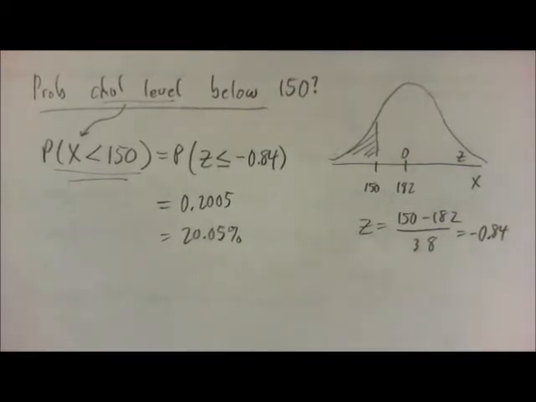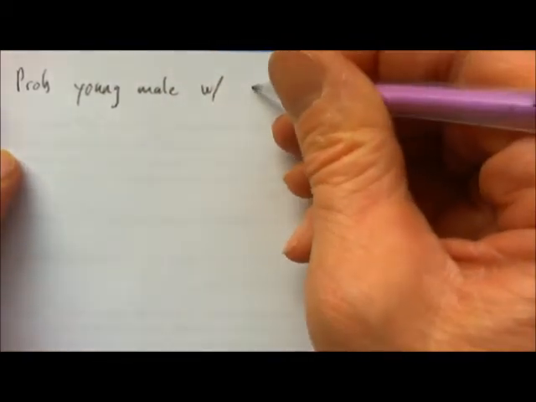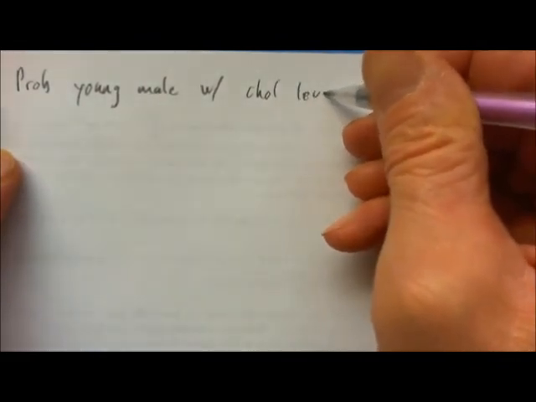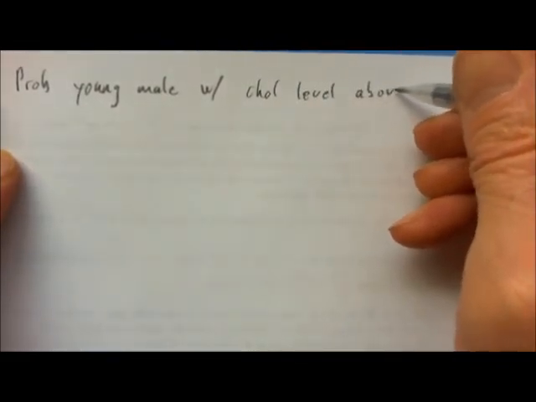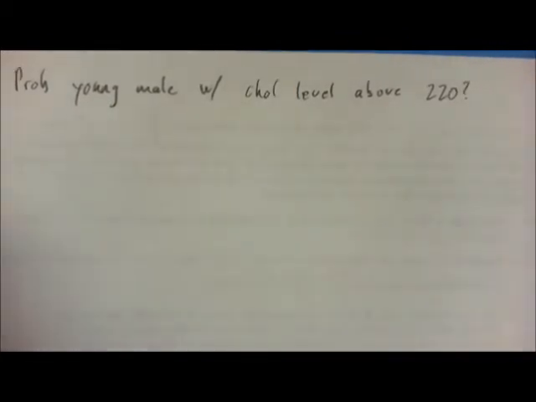Let's do a different example. So let's find the probability of a young male with a cholesterol level above, let's say, 220. So what's the probability of finding a young male with a cholesterol level above 220? You work on that for a few minutes. When you're done, go ahead and start the video back up and see how you did.